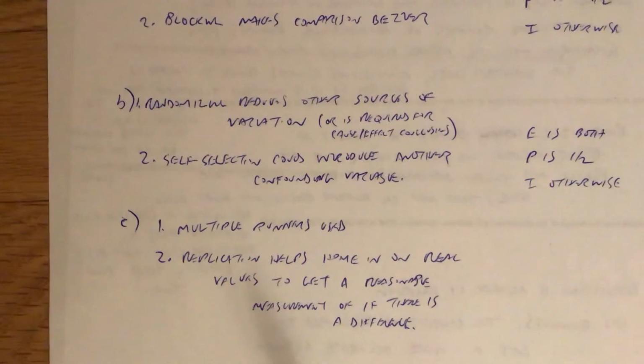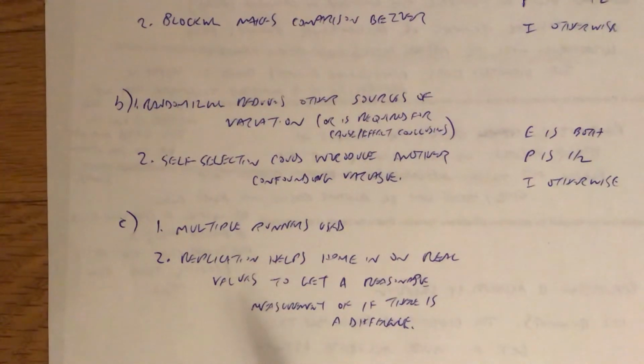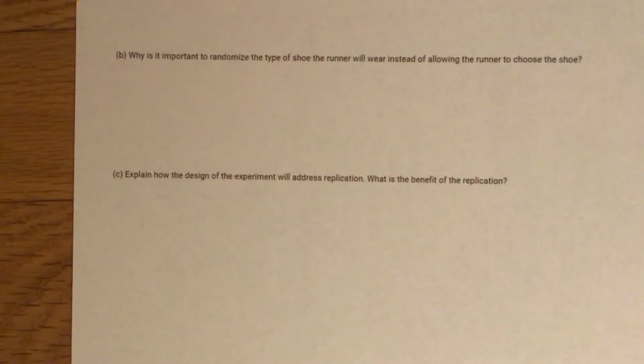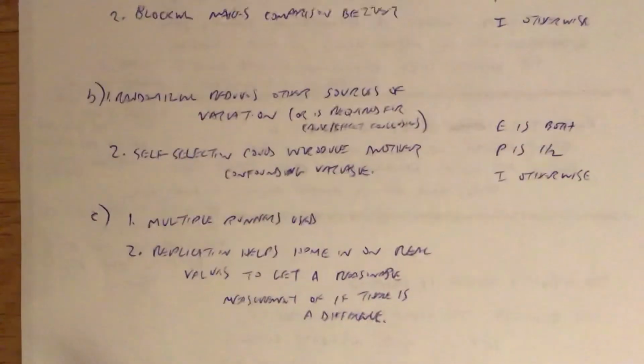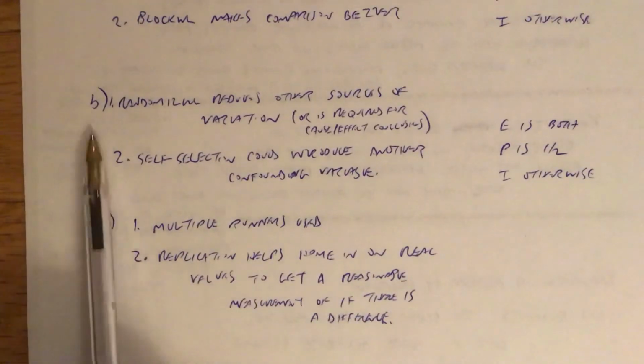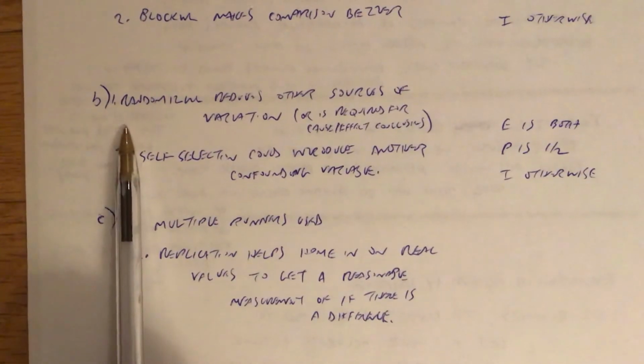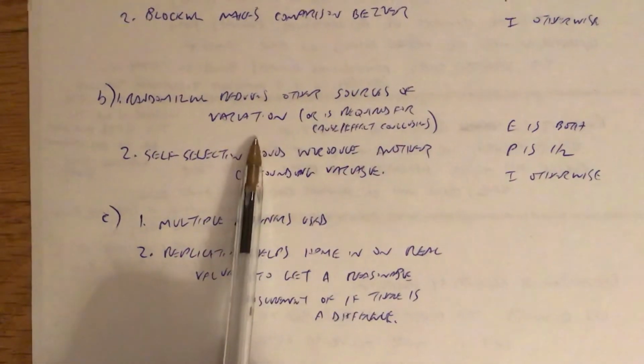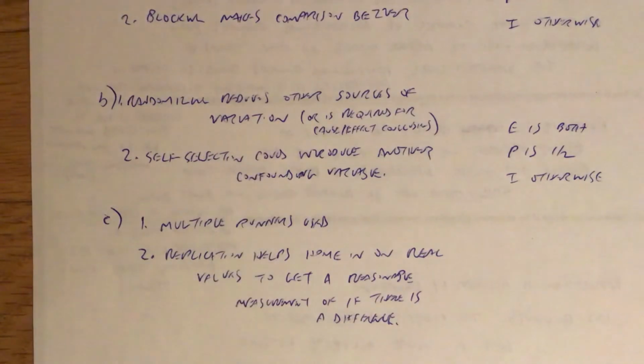Part B was about the replication. Part B was, let me check, the randomization. Okay. How quickly I forget. So B is about the randomization. So what'd you have to say? Well, randomizing reduces other sources of variation. That's what I basically said, that we're randomizing because we can't control for everything, and randomizing helps even out other sources of variation.